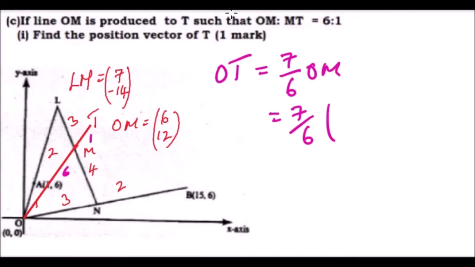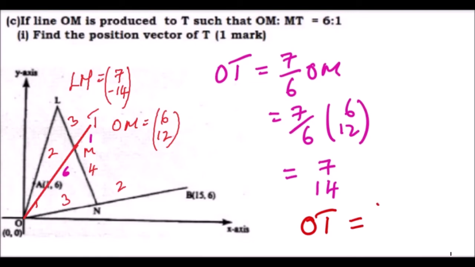Our OM is 6/12, so multiplying 6 times 7 over 6 times 6 will give you 7, and we multiply that to give 14. So OT, position vector OT, is equal to (7, 14). So that's how you work out that, and you get yourself 1 mark.